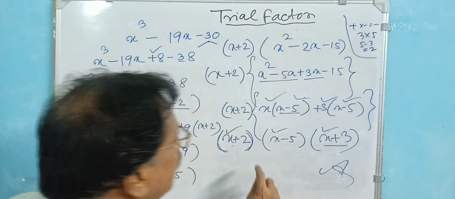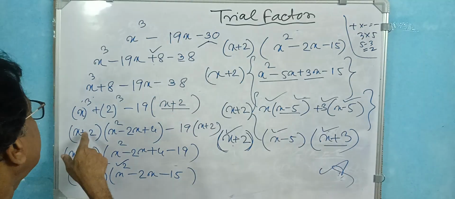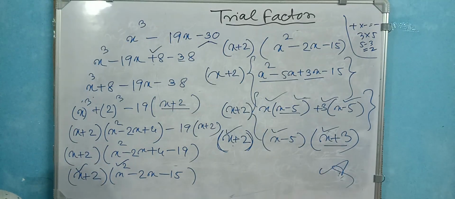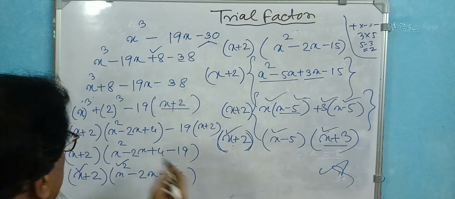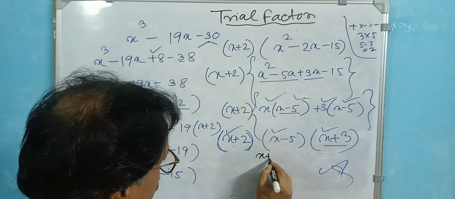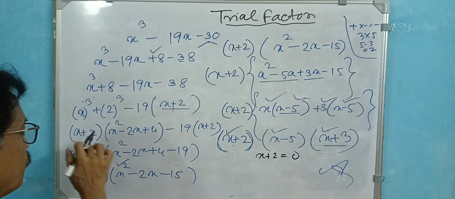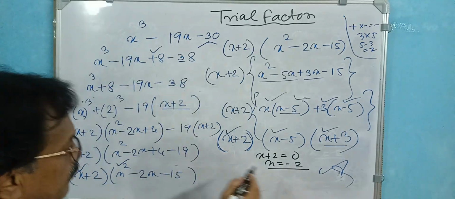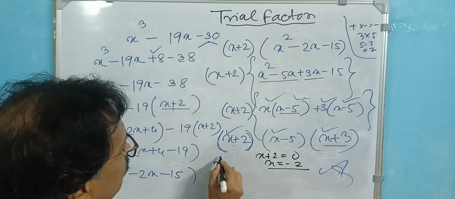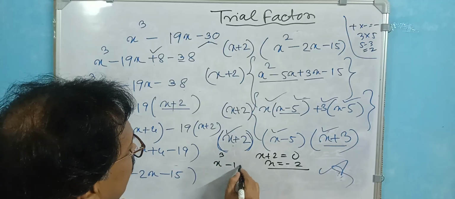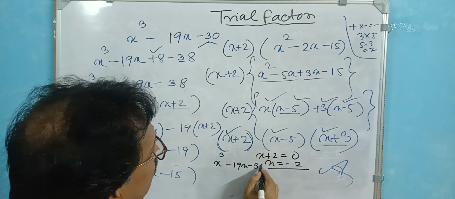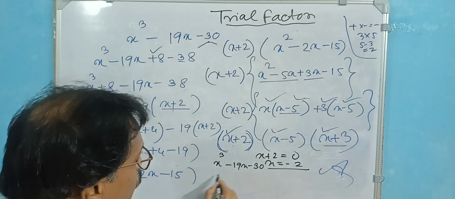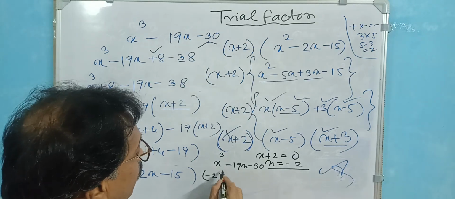If you take x is 1, x is 2, x is 3, here x is 2. So here x plus 2 is 0. x plus 2 is equal to 0, that is x is equal to minus 2. So if you put the value of x is equal to minus 2, this is called the trial process: x cube minus 19x minus 30. In this way you also solve it. x is equal to minus 2, so minus 2 square.